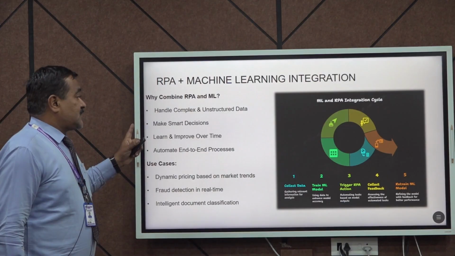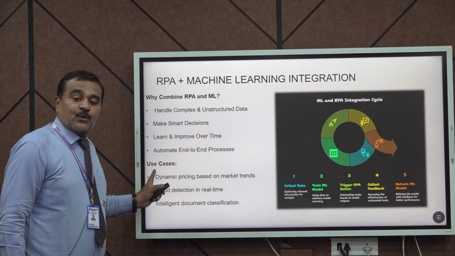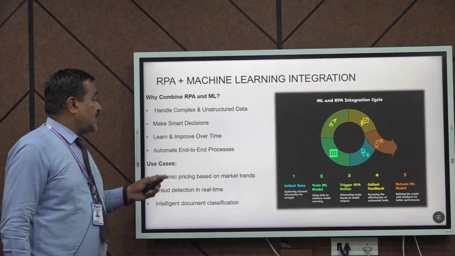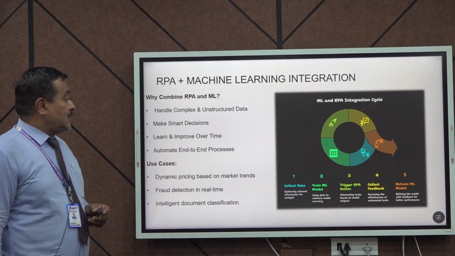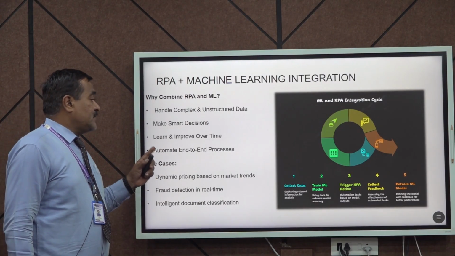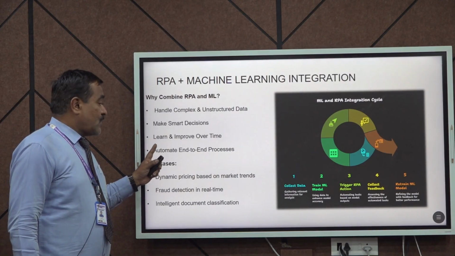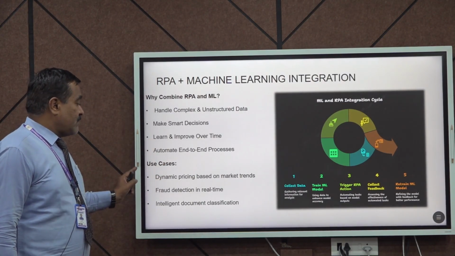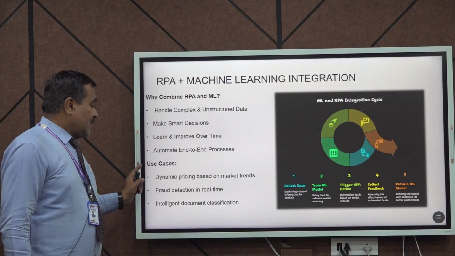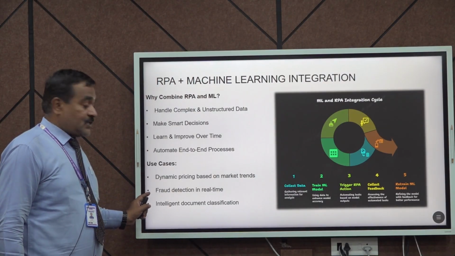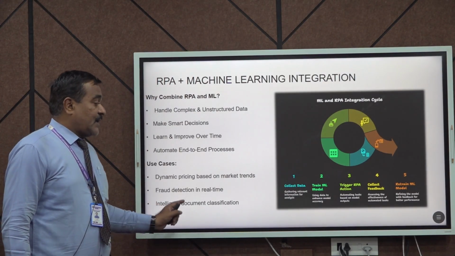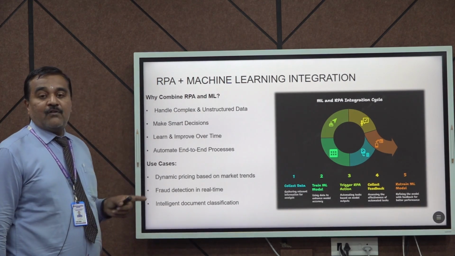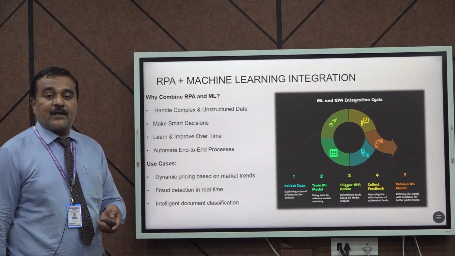In these connections we follow several key points. The first is to handle complex unstructured data, the second is to make smart decisions, the third is to learn and improve over time, and the fourth is to automate end-to-end processes. Some use cases are dynamic pricing, fraud detection, and intelligent document classification. So these are the major processes we are involving for RPA with machine learning systems.